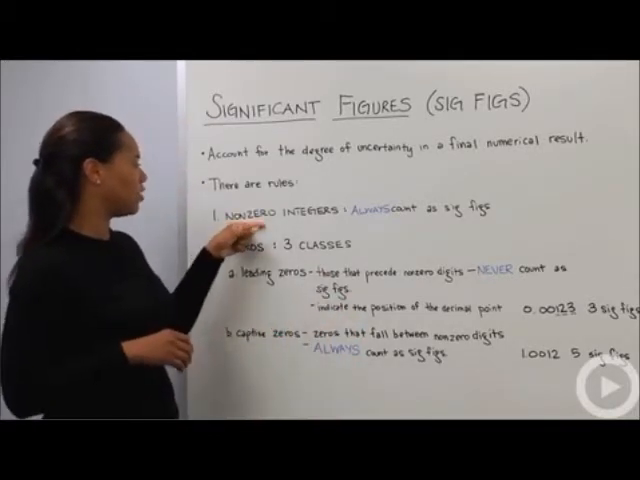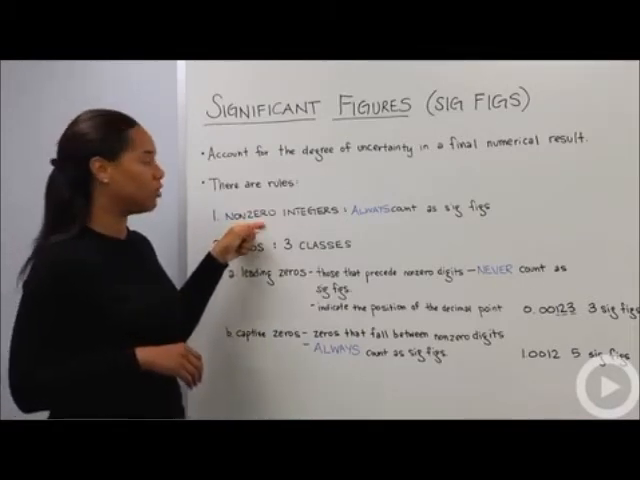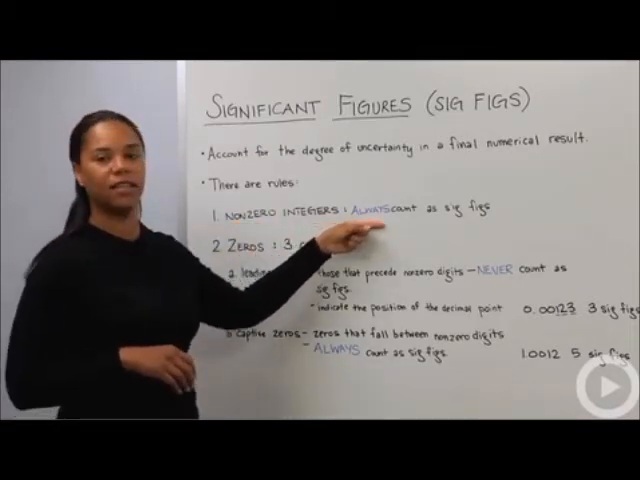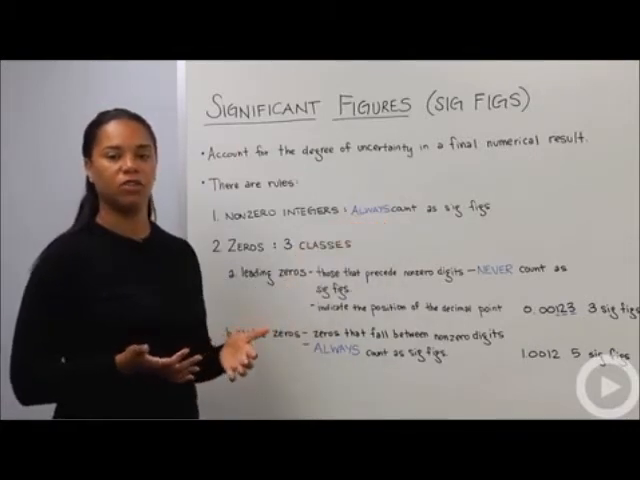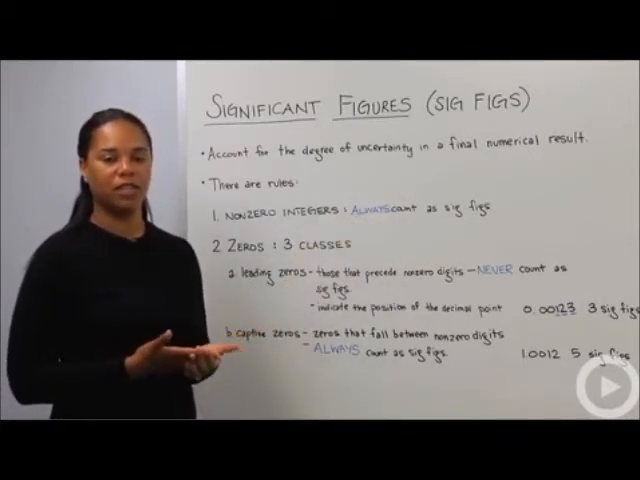The first rule applies to non-zero integers. Non-zero integers always count as Sig Figs. So if I have the number 1, 2, 3, 4, all four of those digits will be significant figures.